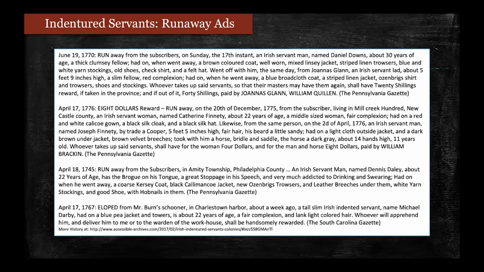This is before, actually it's not. This is concurrent with African slavery. So as African slavery is on the rise in numbers, white indentured servitude is on the decrease, but for many decades they were occurring at the same time.